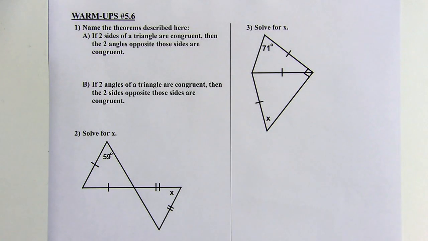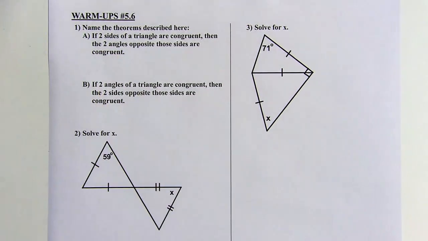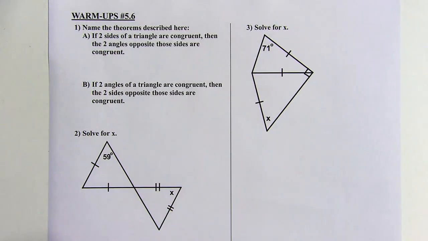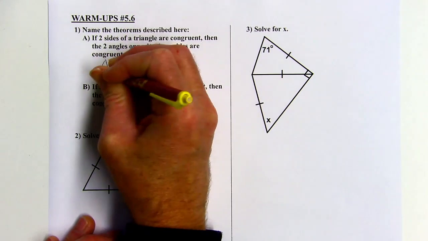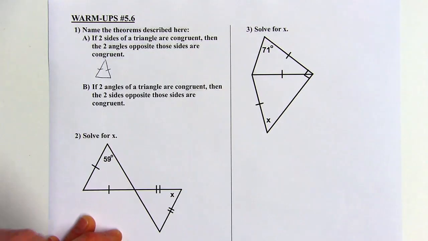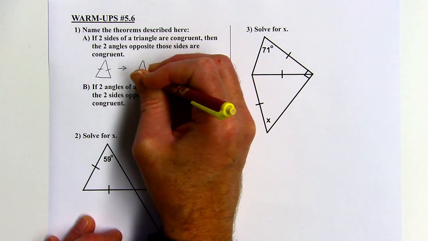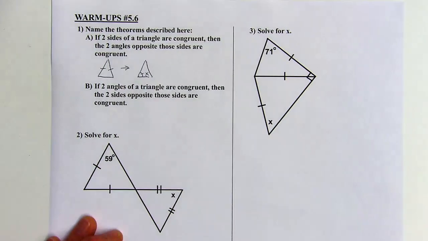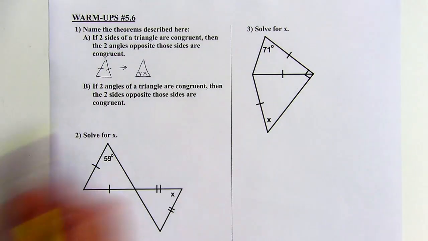Okay, here's warm-up 5.6. We're going to name the theorems described in these two statements here. Part A says if two sides of a triangle are congruent, I'm going to draw a little picture here. If two sides are congruent, then the two angles opposite those sides are also congruent. I just drew a picture of what theorem we're trying to show that tells us this happens.